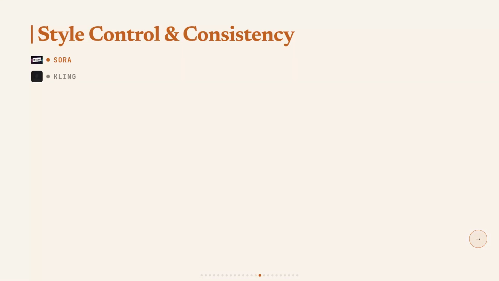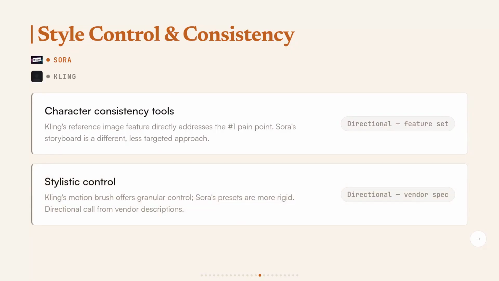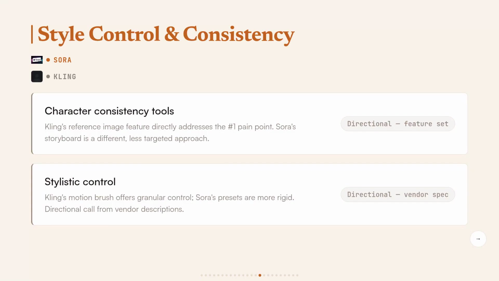I went through the feature sets for both tools and the community reports on consistency. Kling 3.0 has a reference image tool that directly locks in a character's look across shots, plus a motion brush for granular control over what moves and how. Sora has style presets and a storyboard tool, which is really a sequencing feature, not a consistency fix, and community reports back that up with mixed results on character stability.